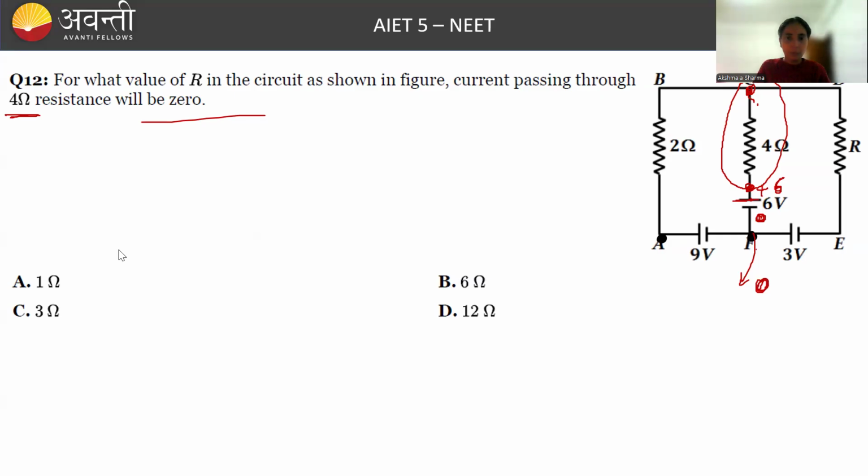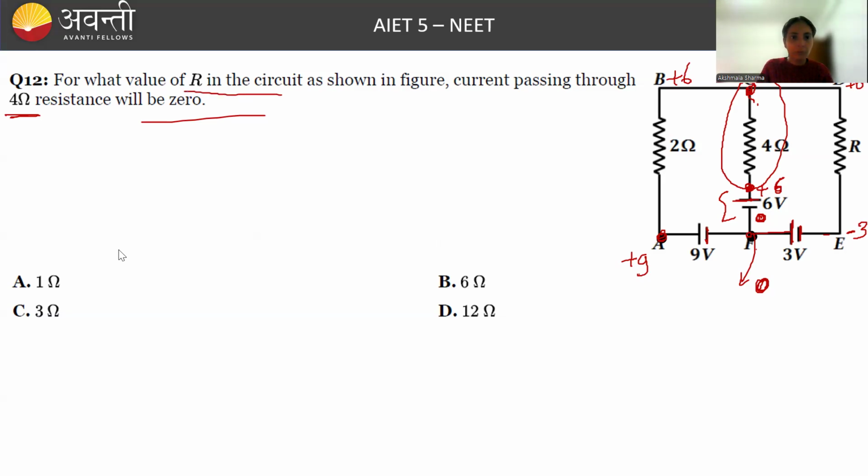So the potential of this point I am making 0, suppose. Then the potential of this point from the battery will become plus 6. So this will also become plus 6. Now, if this point is 0, then the potential of point A will become plus 9. And if the potential of this is taken as 0, then the potential of this will become minus, because the potential difference has to be 3. Done it? So the potential of D is plus 6, and here it is plus 6. So I have done the distribution of potential. The current passing through the 4 ohm resistance will be 0.